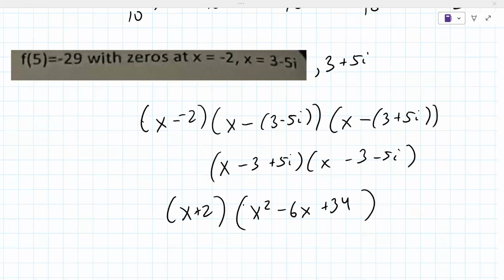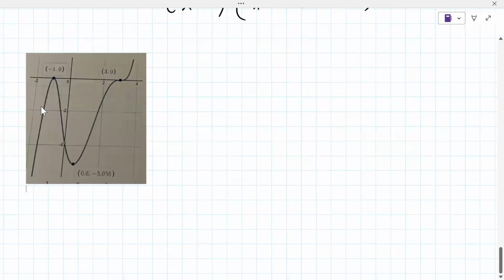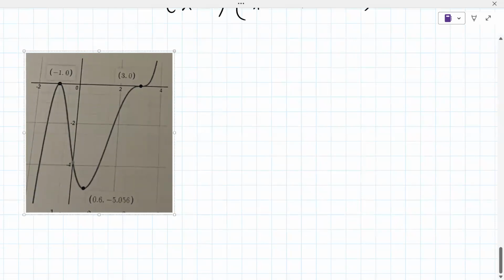Looking at this graph, is this graph that's below those two problems here, is the equation below it related? No, it can't be. It's gotta be the one on the right.